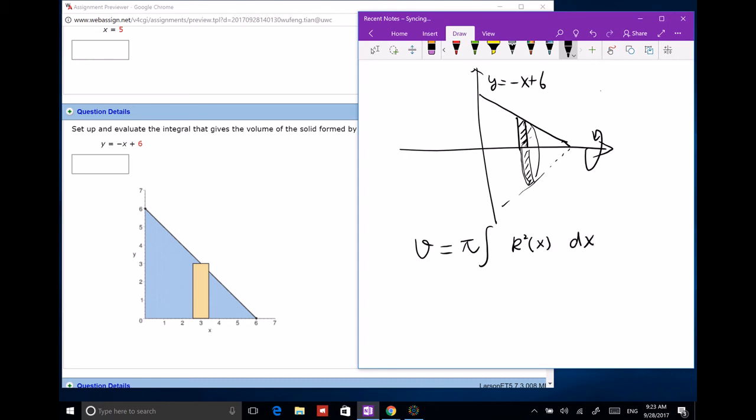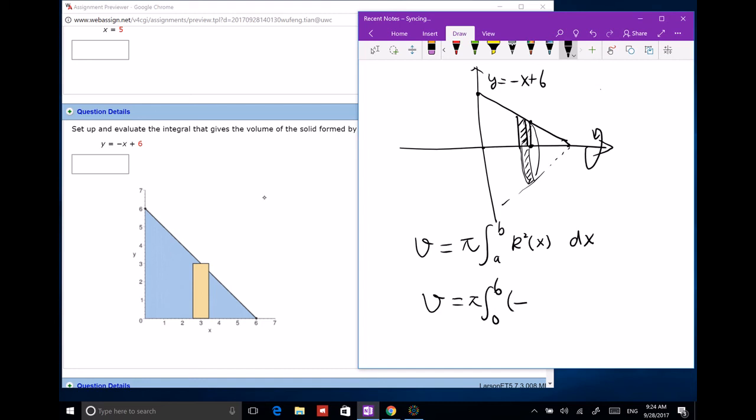So now what is your r? R is the y values. That's the disk method. So V equals pi, integral of r squared. Look at the r function. R is the y values, and x is going from 0 to 6, and then negative x plus 6 squared dx. Does it make sense to everyone? Yes?